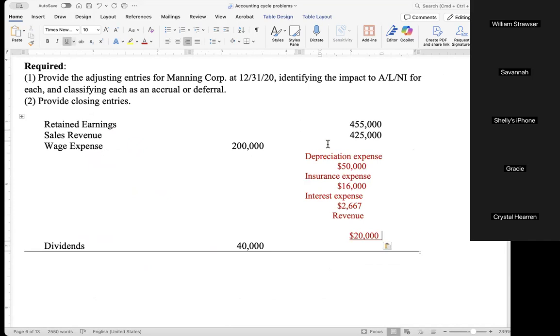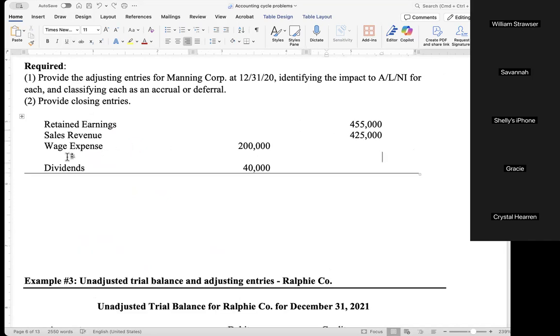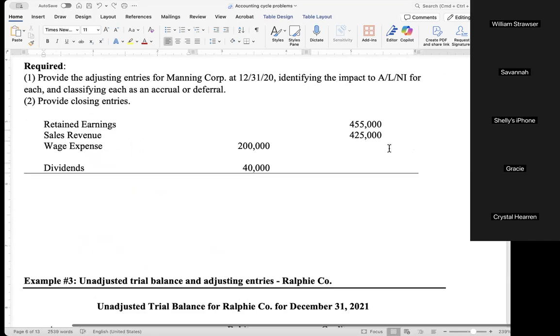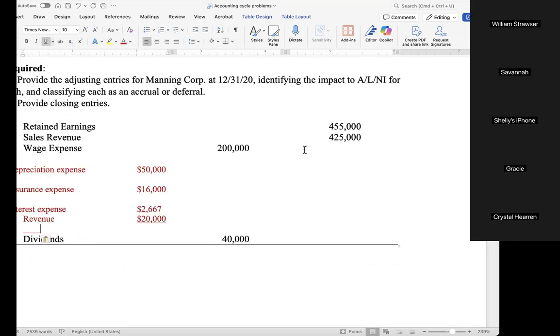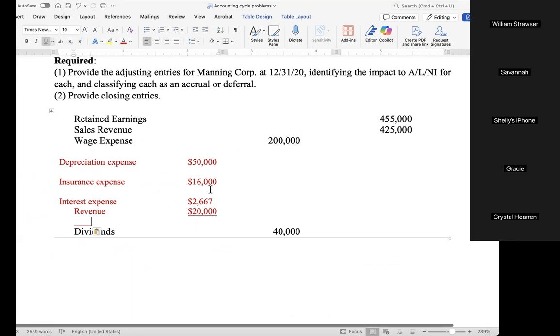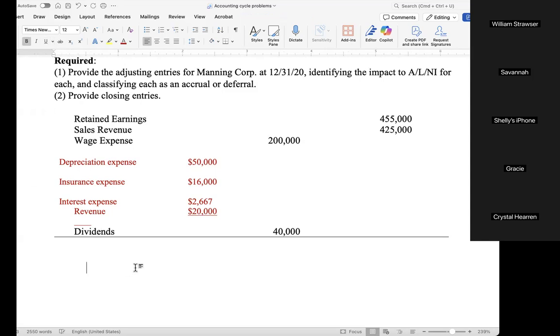So basically, yeah, no, it's bad. Sorry. There we go. That's what I wanted to do more so. So these got added to our trial balance.